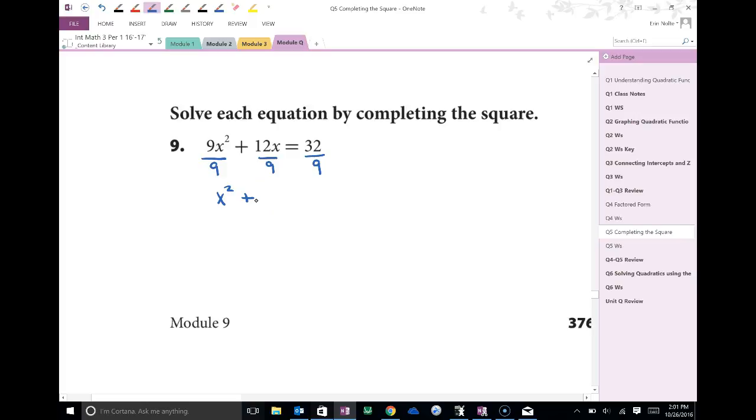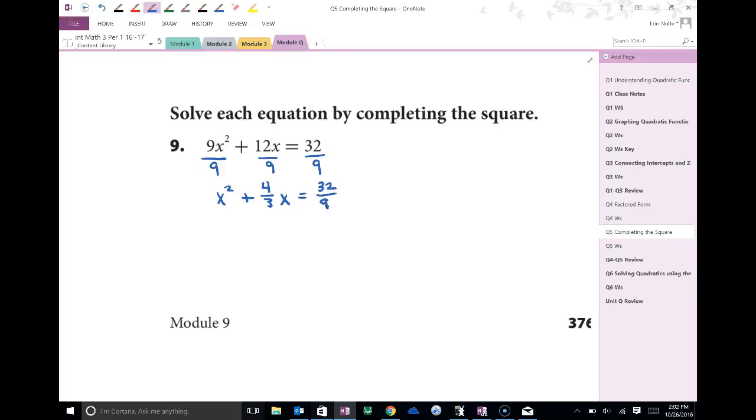What does my second term become? 4 thirds. Now, we need to keep things as a fraction. So I have 12 divided by 9, which is the same as 12 ninths, which is the same as 4 thirds. What can I reduce that to? Good, 4 thirds. Can I reduce 32 ninths? No, you cannot reduce that. Keep it as it is. Good. Okay, so now what do I do if I'm completing the square?